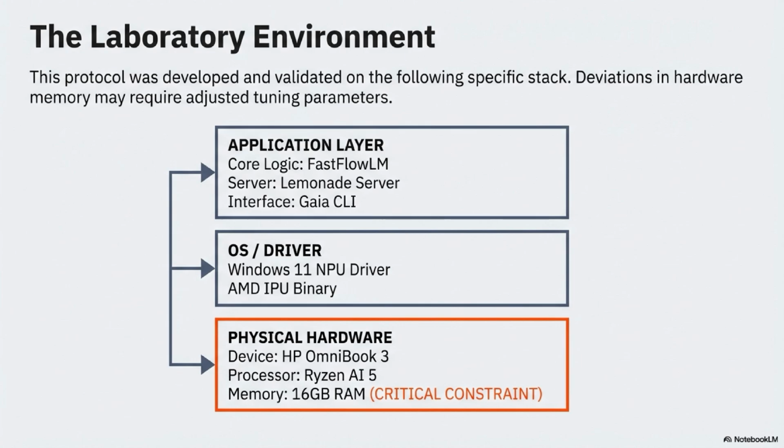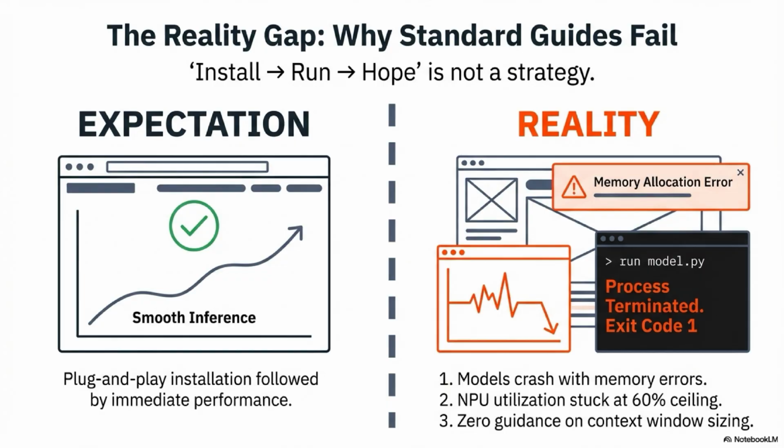The test hardware: HP OmniBook 3, Ryzen AI 5 processor, and 16 gigabytes of RAM. I developed this protocol using FastFlowLM, Lemonade Server, and Gaia CLI. Why does this matter? Because every optimization guide treats hardware like it's infinite. It's not. Your constraints are specific. Mine are 16 gigabytes of shared memory. The method adapts to yours.